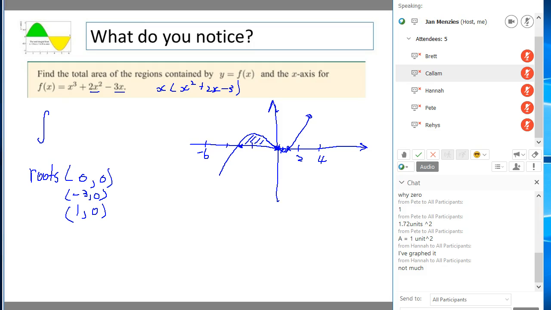All right, so you can do the integral of x cubed plus 2x squared minus 3x with respect to x. And that will give you the total area where this area is positive and it will take away this second area, which is negative. So the integral from minus 3 to 0 of our function will be a positive number, and the integral from 0 to 1 should be a negative number.